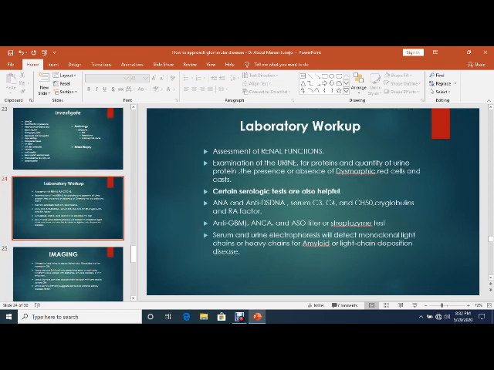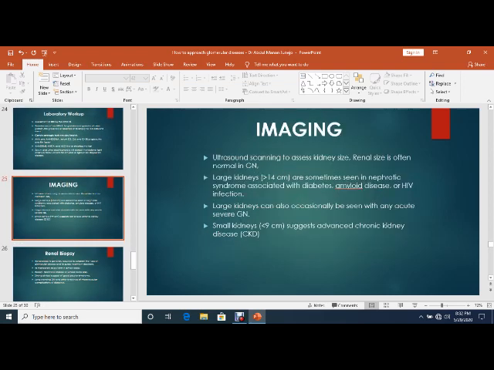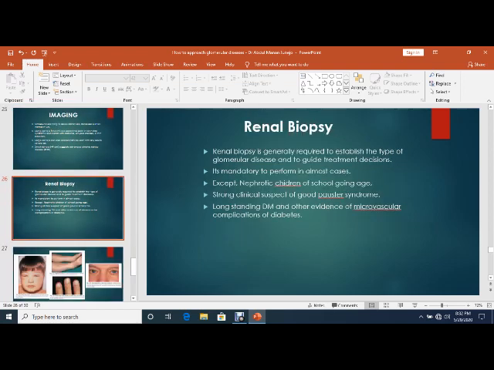This slide is already discussed regarding the investigation: assessment of renal function by doing urea, creatinine, electrolytes, urine analysis to see the proteins, and serological tests. Imaging, ultrasound is very important. Also the kidney size. Renal size is normal in GN, sometimes kidneys are large in certain diseases like amyloid, HIV nephropathy, diabetic kidney, or acute GN. Small and echogenic kidney is suggestive of chronic kidney disease.